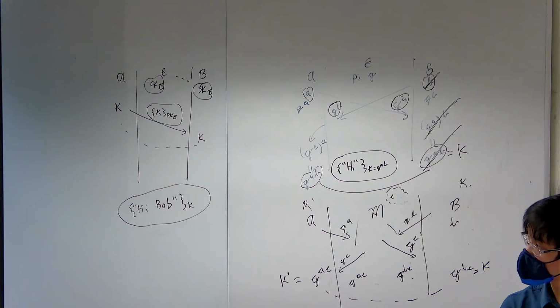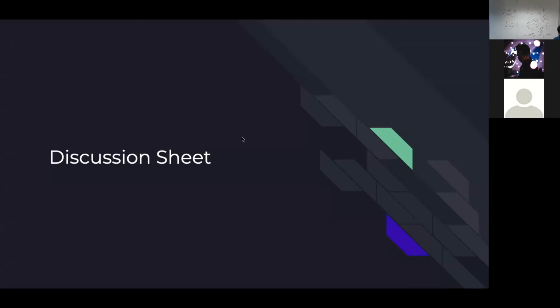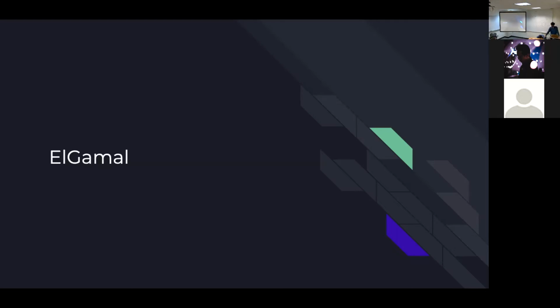All right, so going back into public key encryption, we talked about ElGamal as our main encryption scheme. I'll go through it really quickly. Is everyone good if I erase this board?